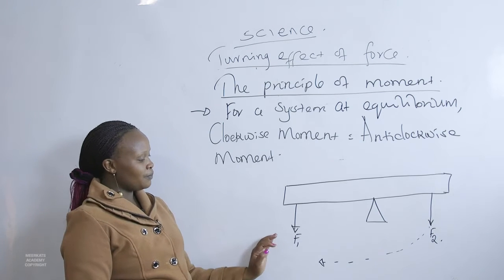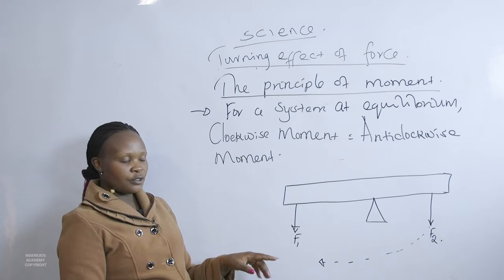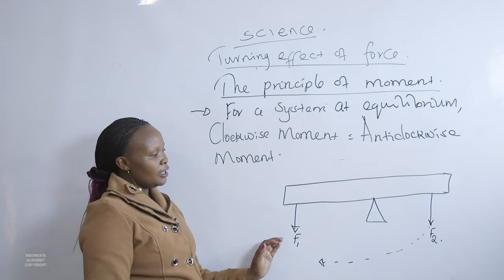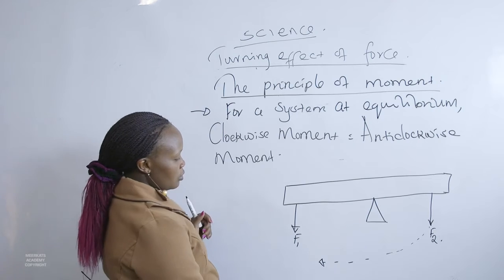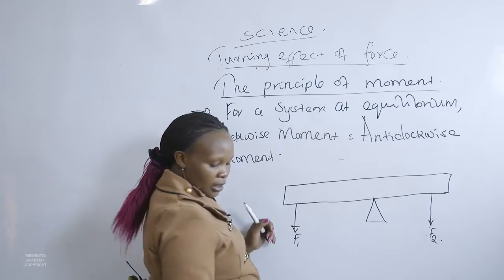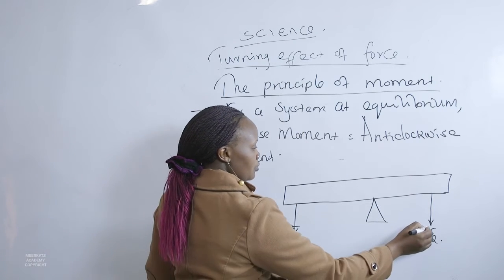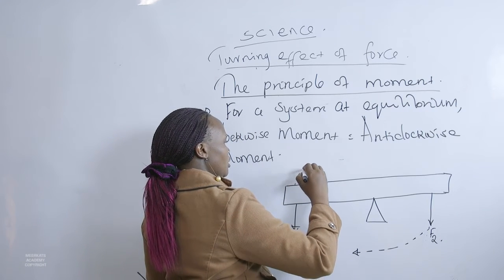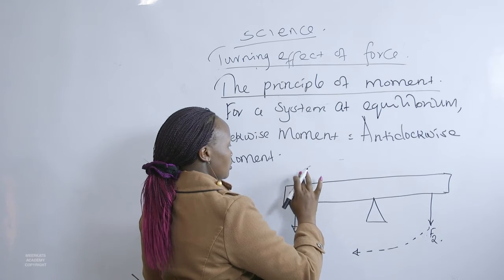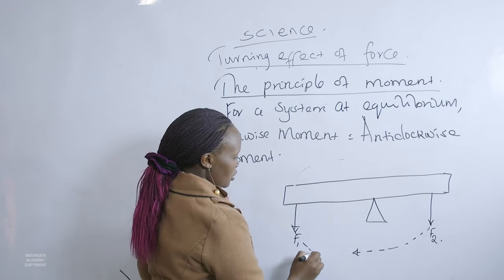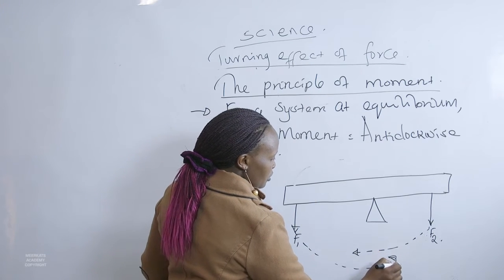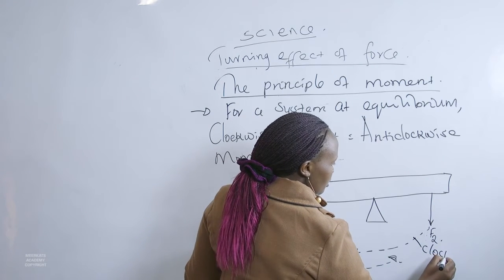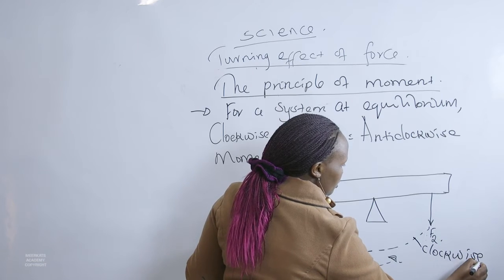How about F1? If we withdrew F2 and we left F1 to act on the system alone, then it would turn in the other direction. Now it would turn in this direction. Now this one is what we call the anti-clockwise direction.